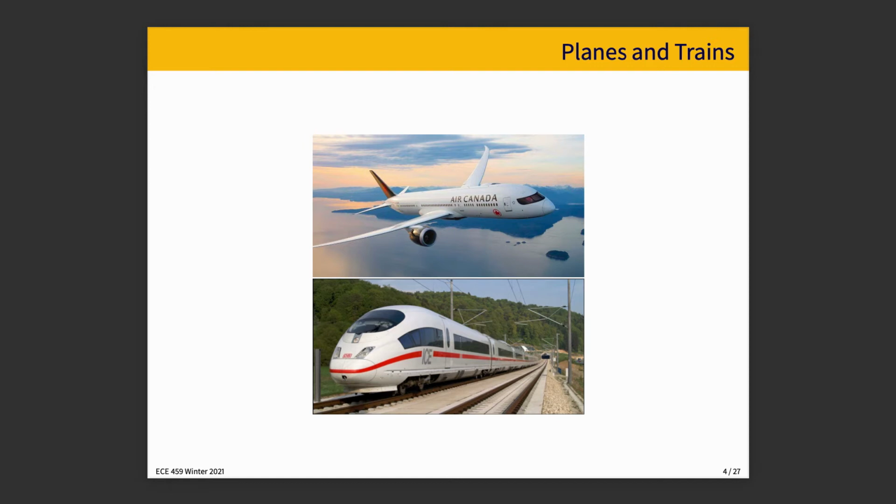Okay. So, planes and trains. There are two strategies for how we could address the situation we just saw on the previous slide, where we might have some CPU getting invalid data.